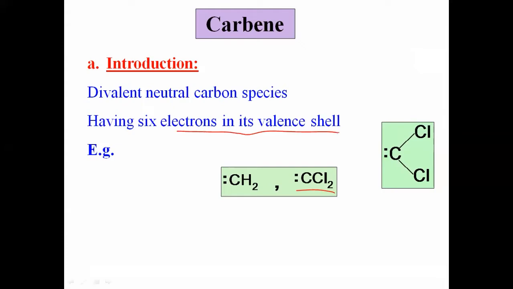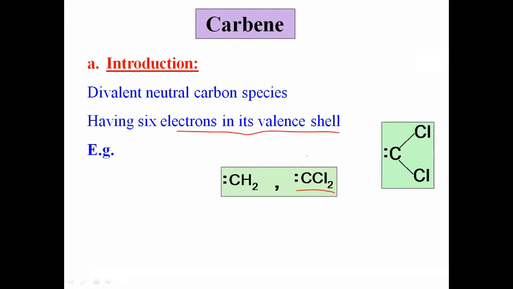We have two main properties regarding carbene. What was the first property? It is a divalent neutral carbon species, and second, it has 6 electrons in its valence shell. And we can define it also: the divalent neutral carbon species which has 6 electrons in its valence shell is called carbene. This is the example of carbene.